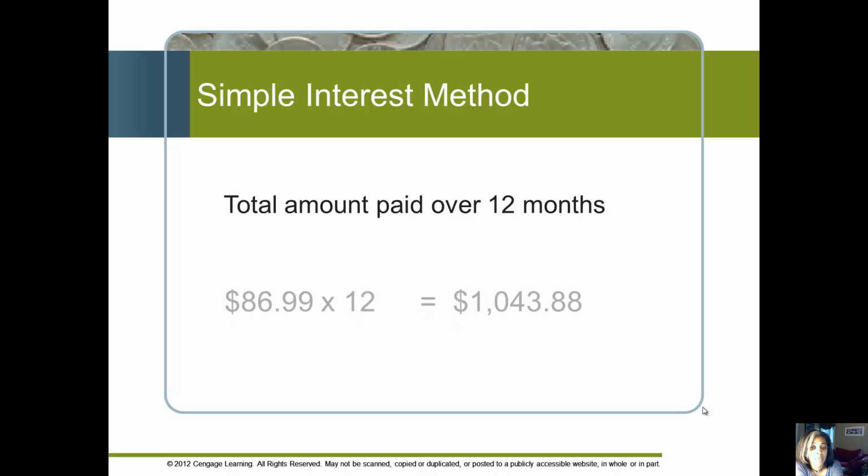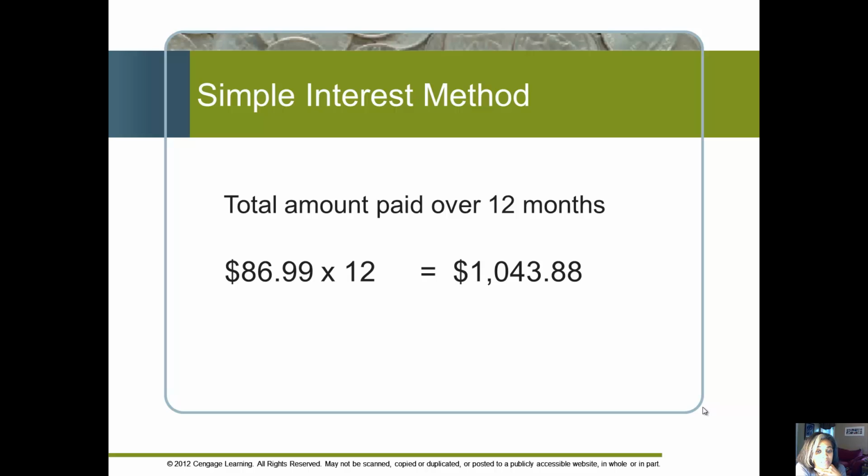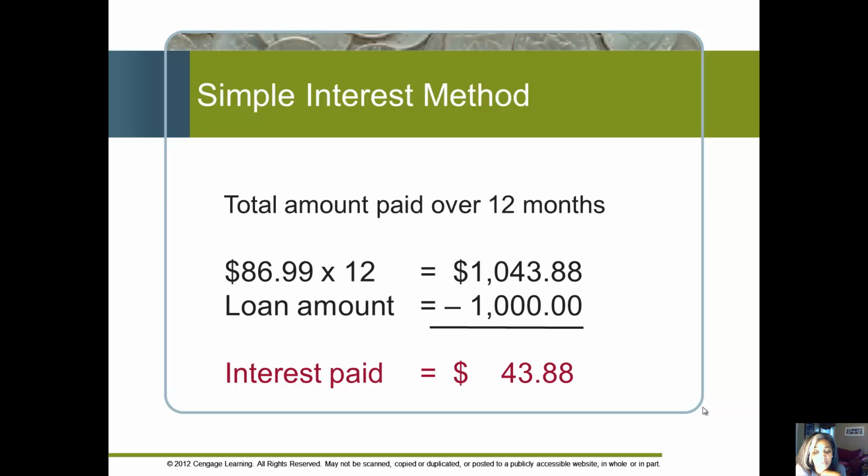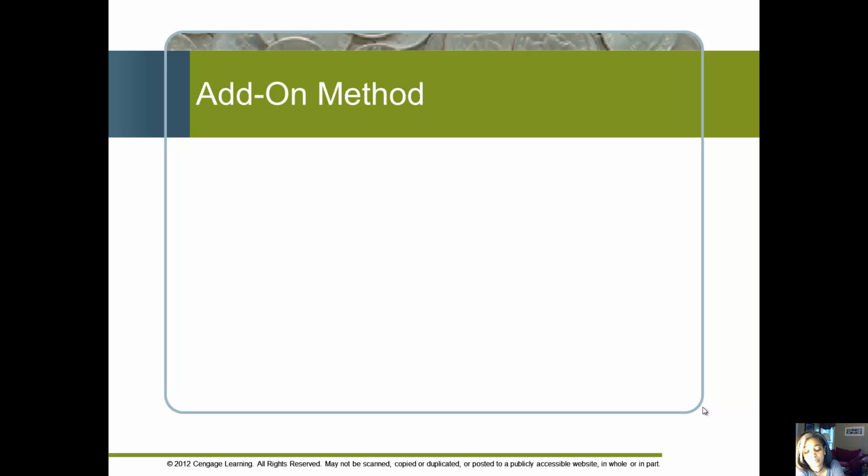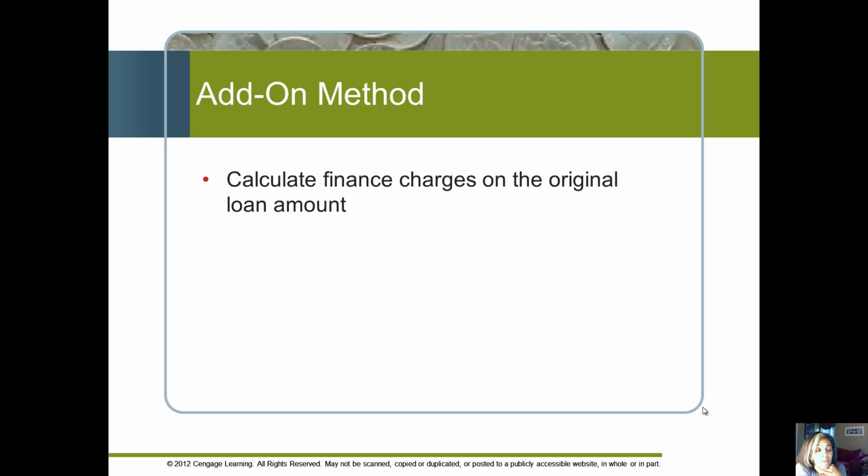So the total amount paid over 12 months is going to be the $86.99 times 12, which gives you the total amount of the payments. And so the loan amount was $1,000. Remember, we're paying off this loan in 12 months with those 12 monthly payments of $86.99. So if we subtract off the loan amount, the interest that we paid was $43.88.